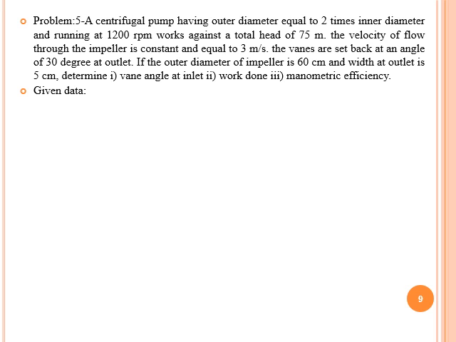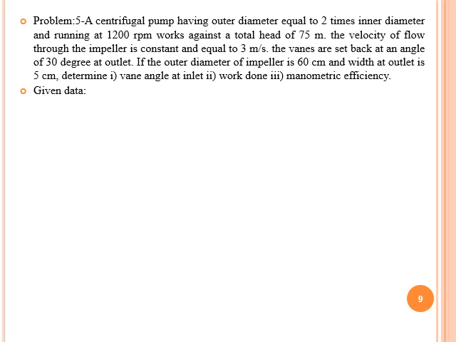The next numerical on a centrifugal pump. A centrifugal pump having outer diameter equal to 2 times inner diameter and running at 1200 rpm works against a total head of 75 meter. The velocity of flow through the impeller is constant and equal to 3 meter per second. The vanes are set back at an angle of 30 degree at outlet. If the outer diameter of impeller is 60 cm, the width at outlet is 5 cm.